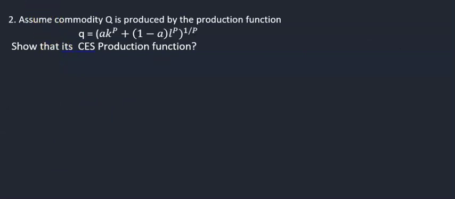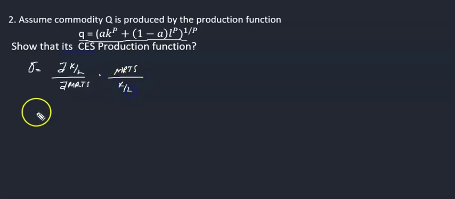This time around, we assume that commodity Q is produced by the production function of this form. And once again, we want to show that it's a CES production function. So like we did, we're going to say this is given by the same formula that we just learned: the differential of K over L, which I've written on top, over the differential of MRTS, and MRTS on top, and K over L. But we know that we're going to employ that trick.